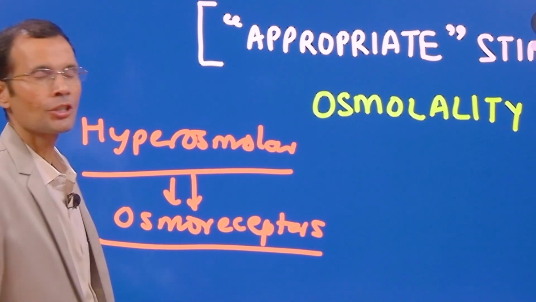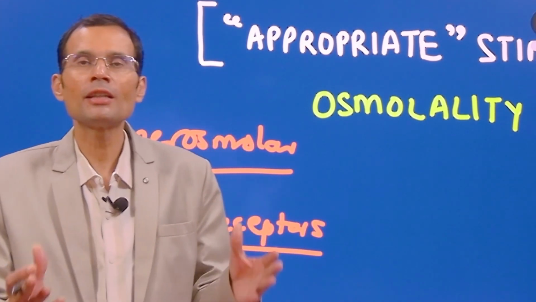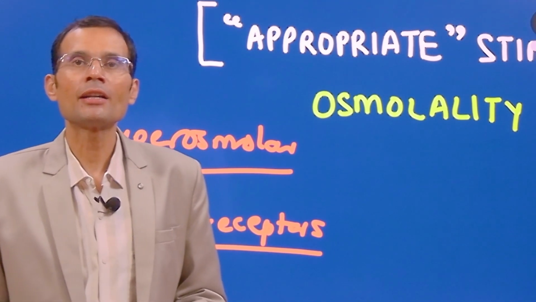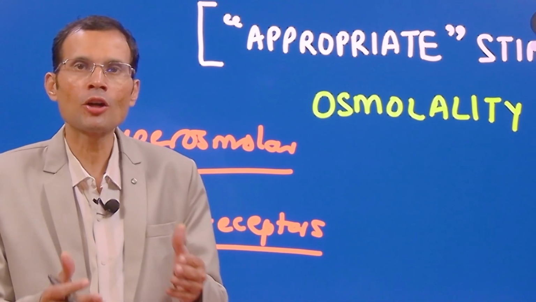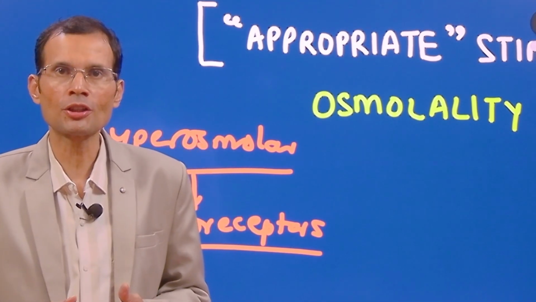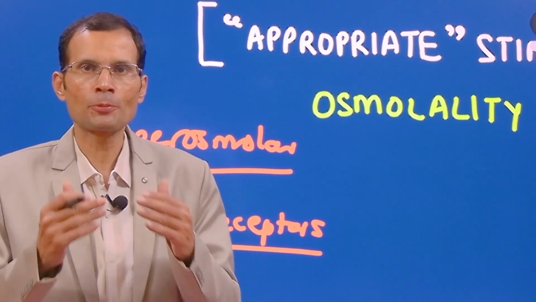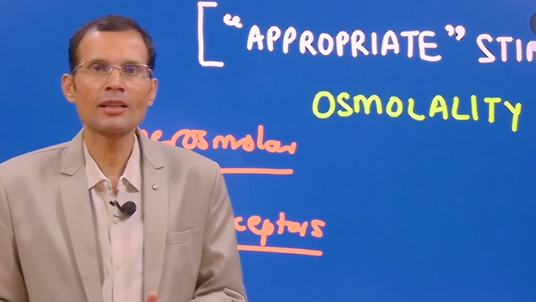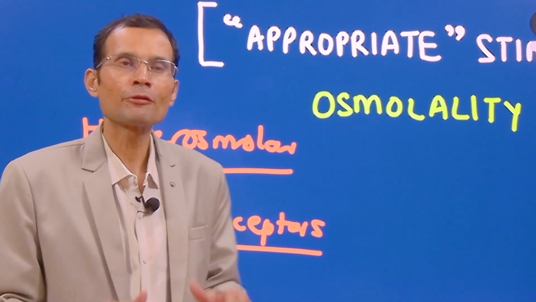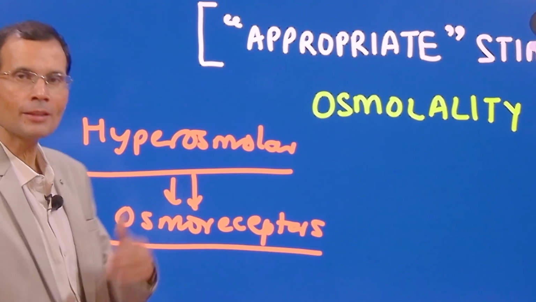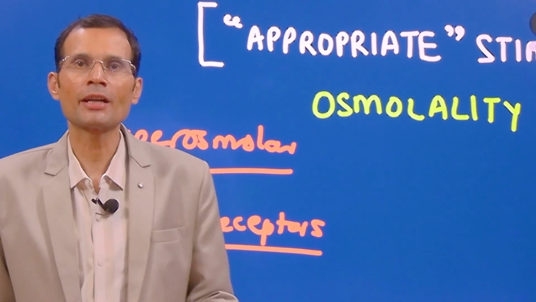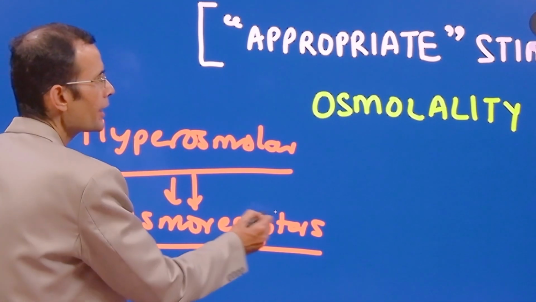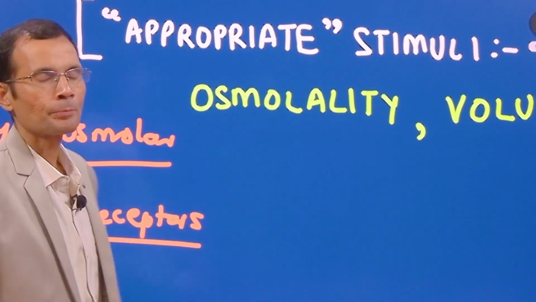Now this ADH will reach the renal tubules, and from the collecting duct via aquaporins, it will cause reabsorption of water. Increased reabsorption of water from the collecting duct into the plasma, and therefore the plasma which was hyper-osmolar, its osmolarity or tonicity will be corrected. This is how ADH is normally secreted.